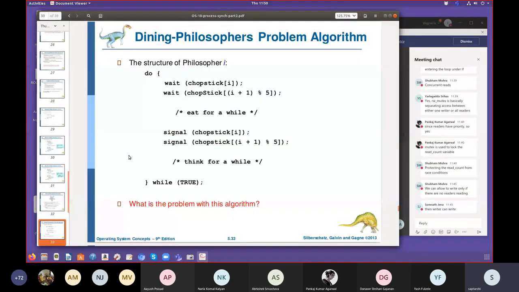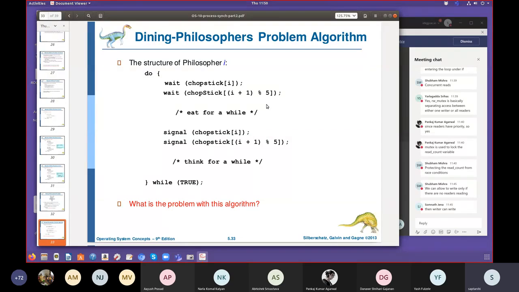So this is what philosopher i does. Okay, and again I have a question for you, if you understand. Philosopher i waits for chopstick i, and then waits for chopstick (i+1) modulo 5. So basically, philosopher 0 is waiting for chopsticks 0 and 1. Philosopher 1 is waiting for chopsticks 1 and 2, and so on.